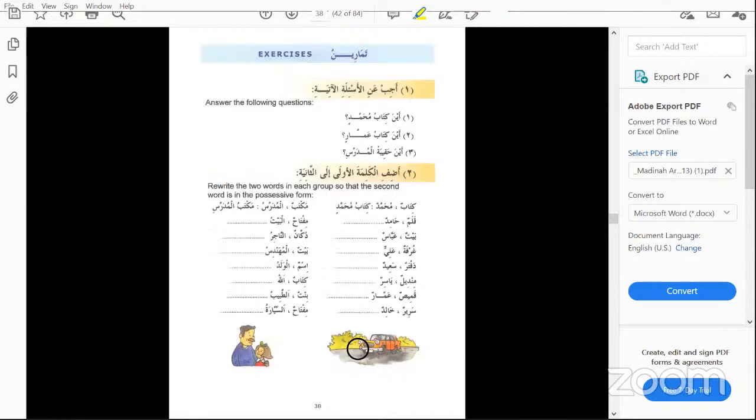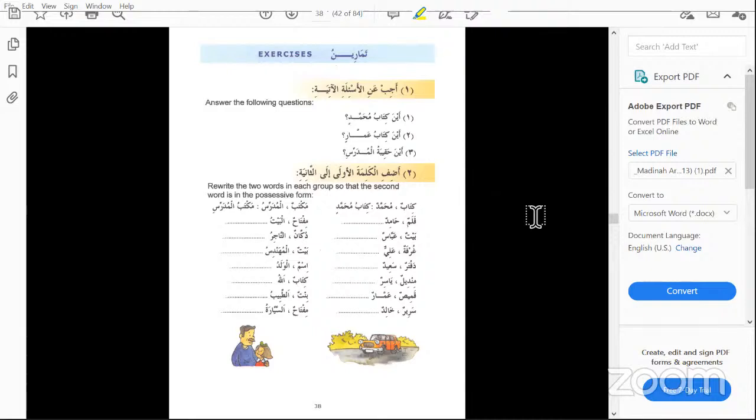Should I keep going? You can do these two and then I'll get someone else on the mic. Go ahead. Aina kitabu Muhammadin. Where is Muhammad's book? Kitabu Muhammadin fil masjidi. Aina kitabu Ammarin. Kitabu Ammarin ala sariri. Excellent. Aina haqibatul mudarrisi. Hiya tahtal maktabi. Is that good? Excellent. Yeah, that's perfect.